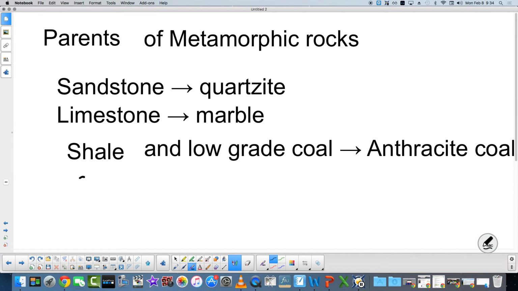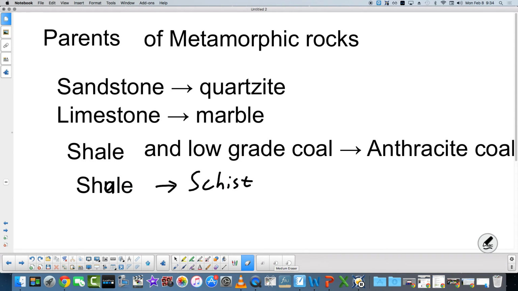Shale also, especially if it does not have a lot of organic material in it, can form slate. Excuse me, I said the wrong S word. Slate can also form phyllite.